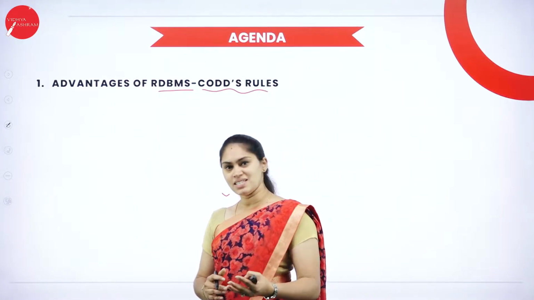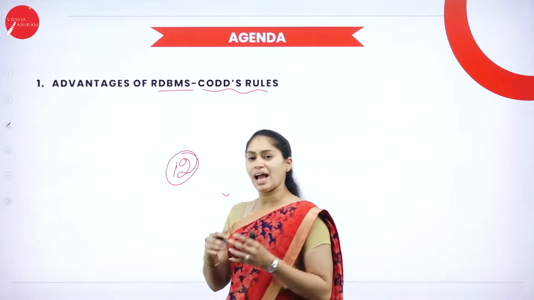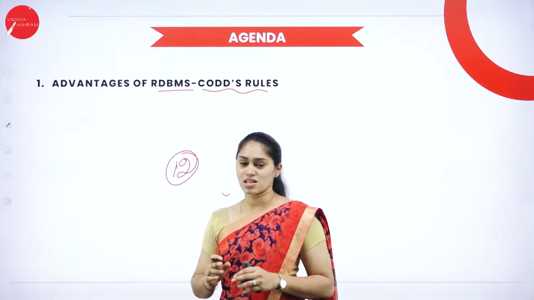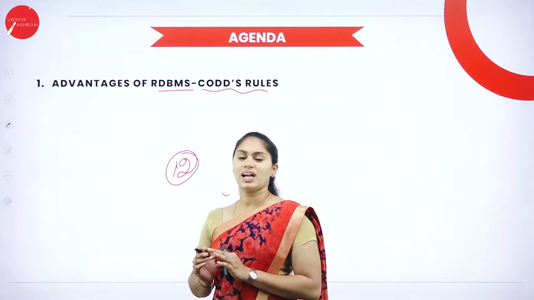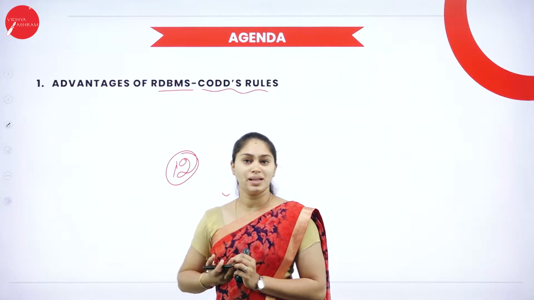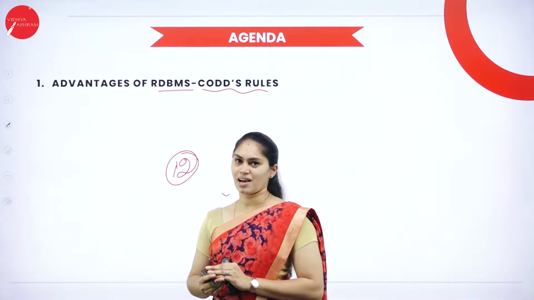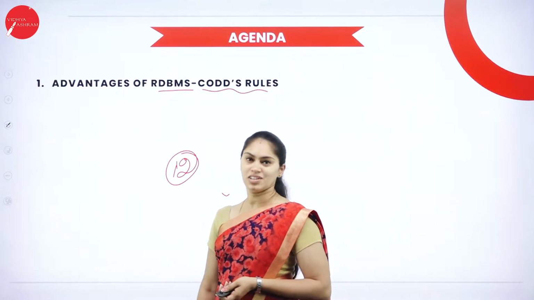Now we'll see, we have 12 rules here. Those 12 rules will help us improve the efficiency of that RDBMS. If we follow all those 12 rules, or if we get to know all those 12 rules, then it will be helpful for us in order to improve the efficiency of a relational database. So that is today's topic. We'll see the first rule.